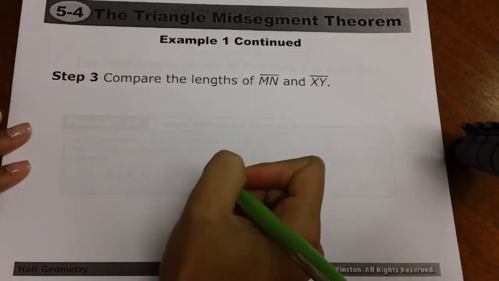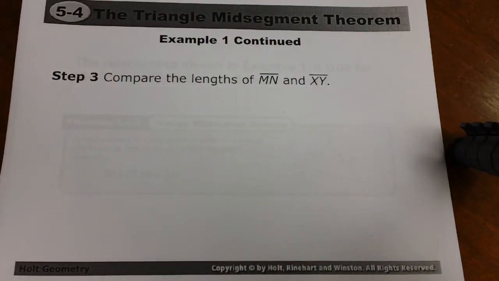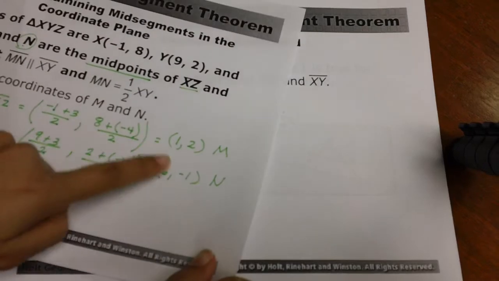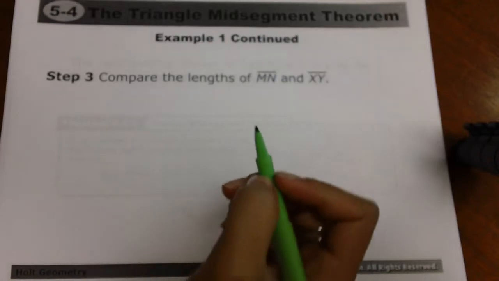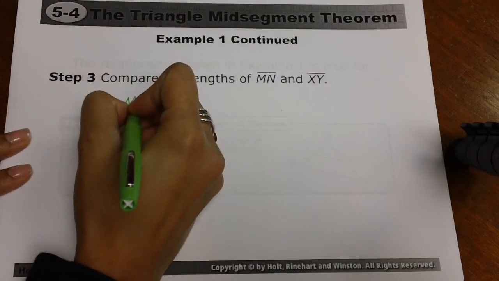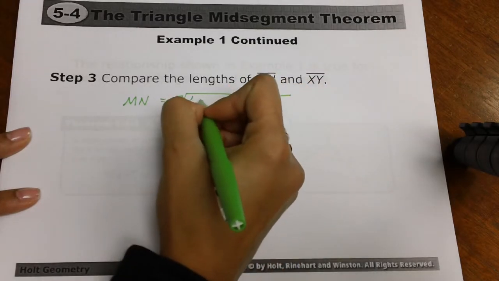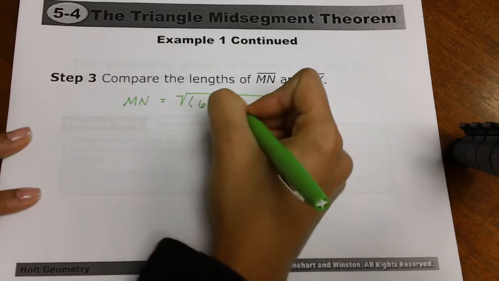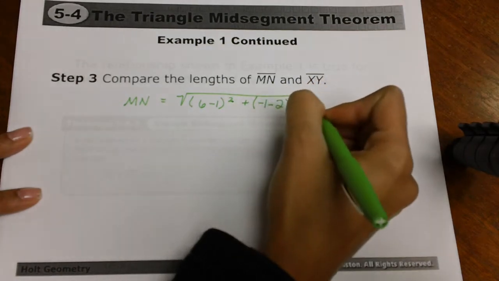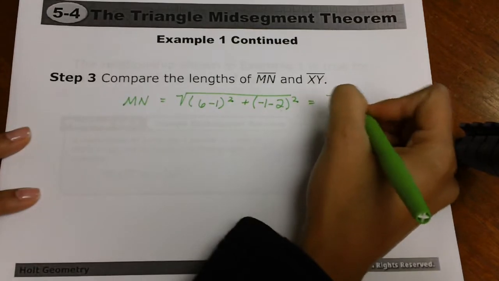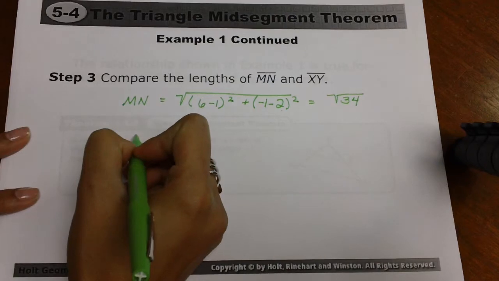The last thing we need to do is to compare their lengths. If I have MN and XY, the original points from the problem, we can find their lengths by using the distance formula. So I have MN is equal to the square root of 6 minus 1 squared plus -1 minus 2 squared. And that should give me, if you work it out, the square root of 34.